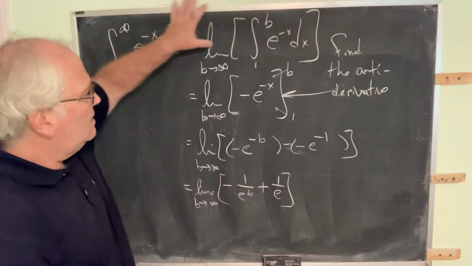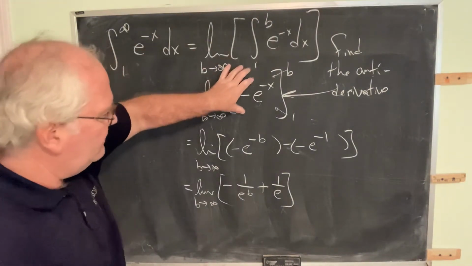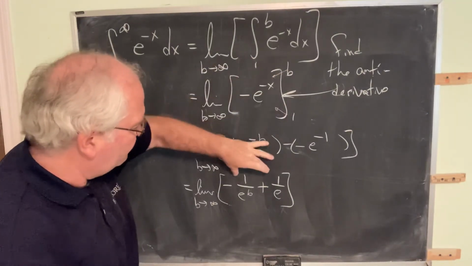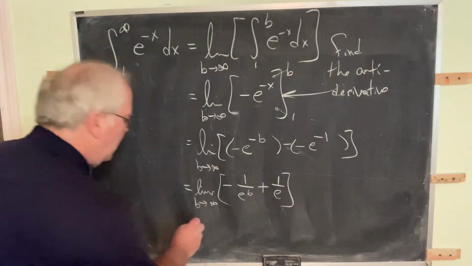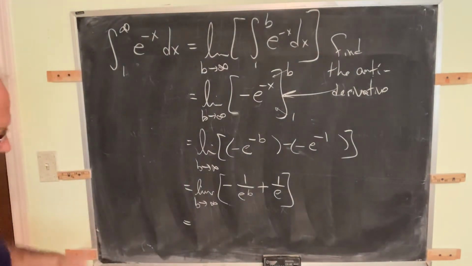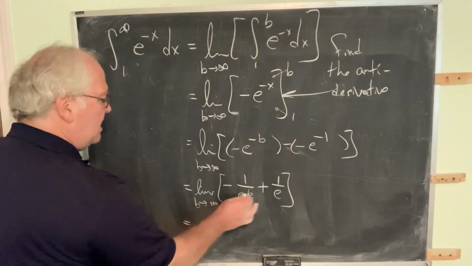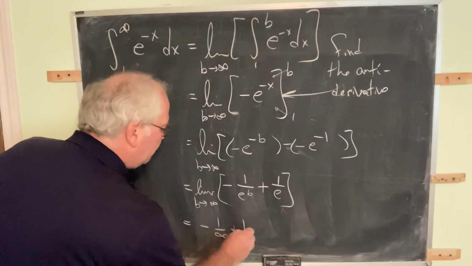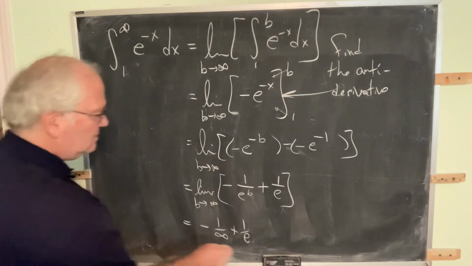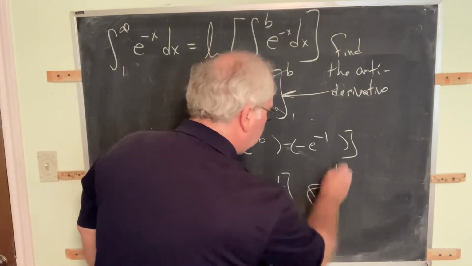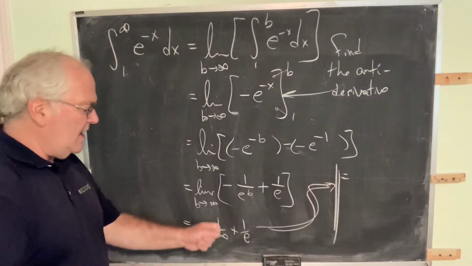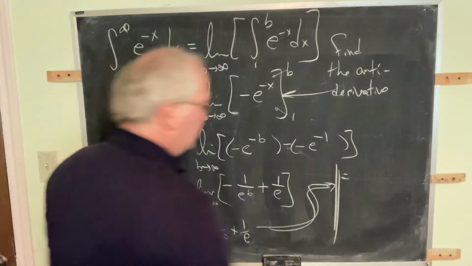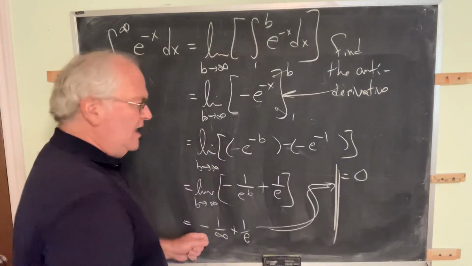So, change to a limit, find the antiderivative, evaluate at top minus bottom, upper limit minus lower limit, and then finally evaluate this limit as b goes to infinity using our rules for limits, infinity arithmetic. As b goes to infinity, e to the b goes to infinity. So this is negative 1 over infinity plus 1 over e. This is 0. In our infinity arithmetic, any finite constant divided by infinity is 0. So this is 0, and positive or negative 0 is the same thing.